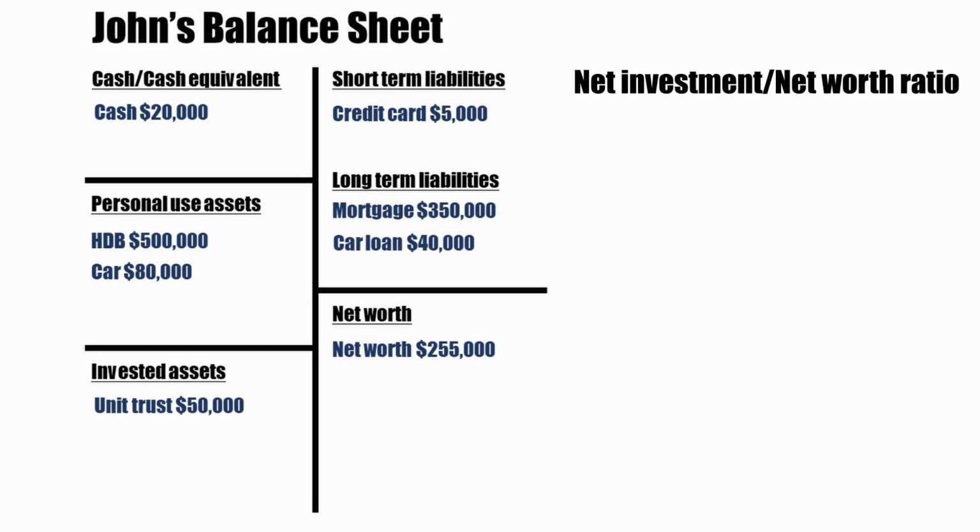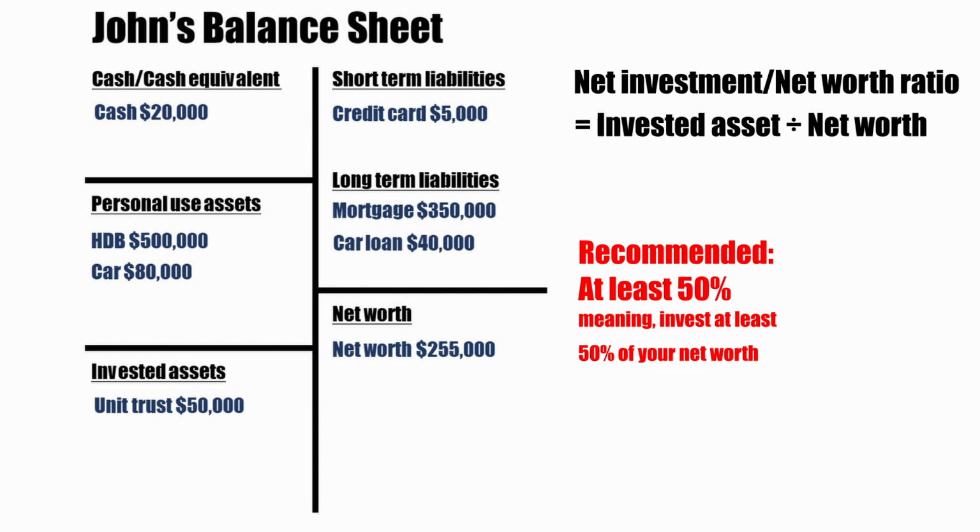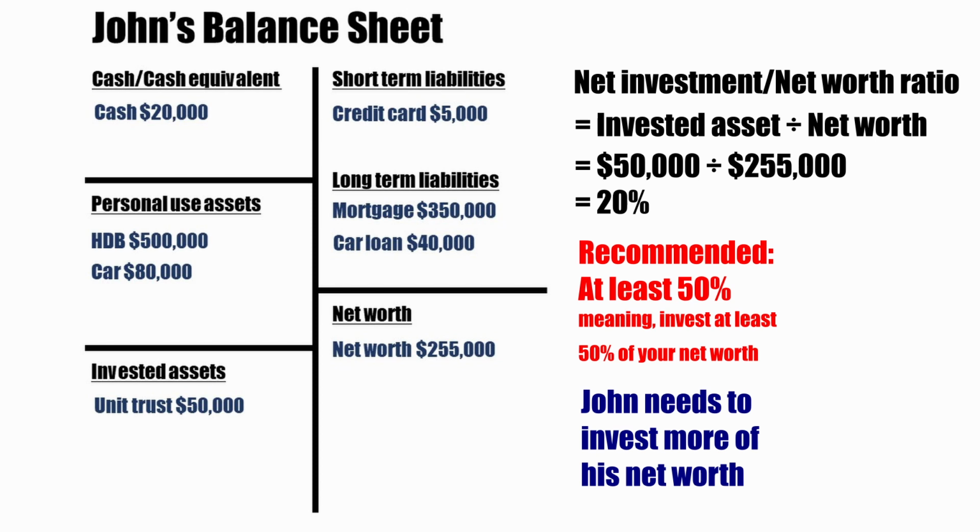And the last financial ratio is your net investment asset to net worth ratio. This can be calculated by taking your total investment assets and dividing it by your net worth. The recommended ratio is to have at least 50% of your invested assets to your net worth. So for John's example, he has $50,000 invested in unit trust and his net worth is $255,000. If we divide them, we'll find that it is only 20%, meaning that John has only invested 20% of his total net worth, and he can consider adding more into his investment assets.